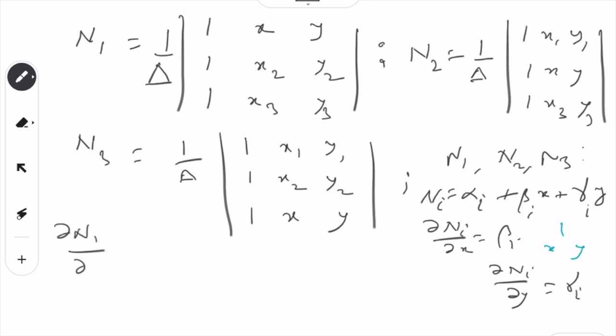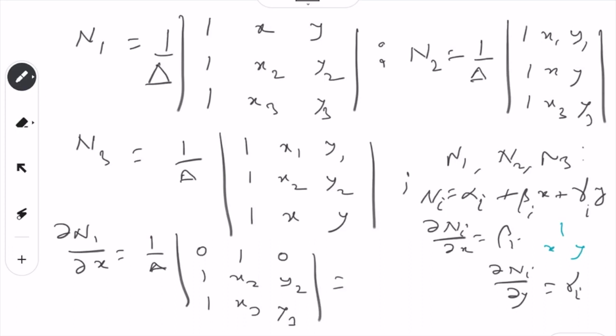So this one we can write here: del N1 over del x is nothing but 1 over delta times the determinant with rows 0, 1, 0; 1, x2, y2; 1, x3, y3, and that equals simply y2 minus y3. We get it straight away, since this is 0 here, so 1 multiplied by y2 minus y3 is the value of this one.